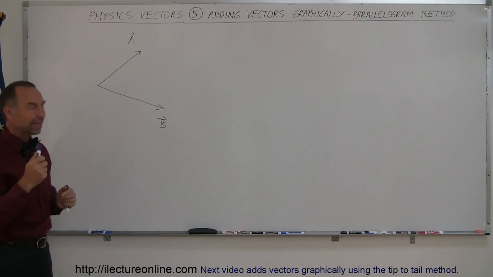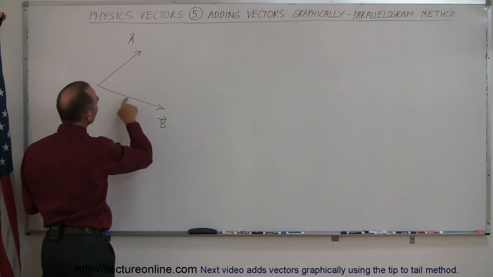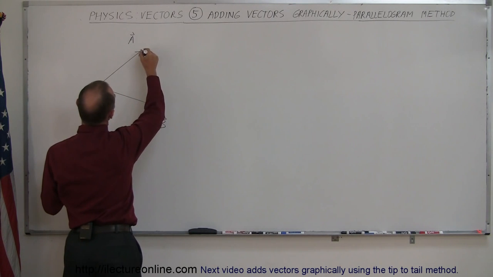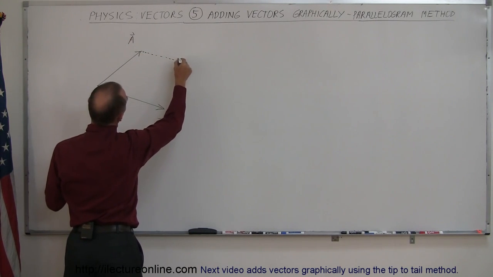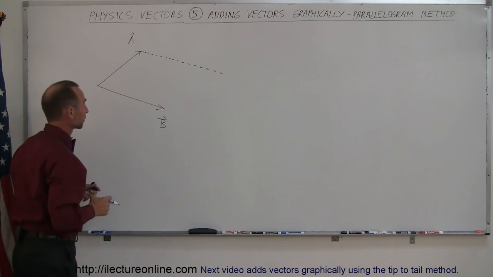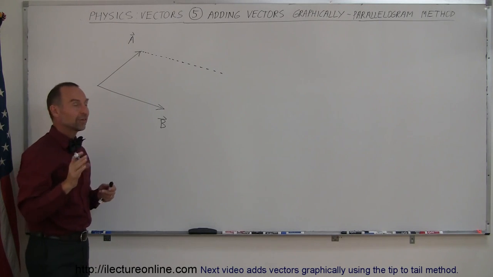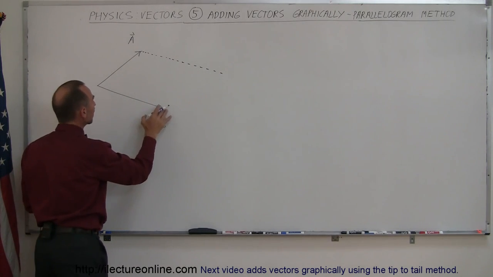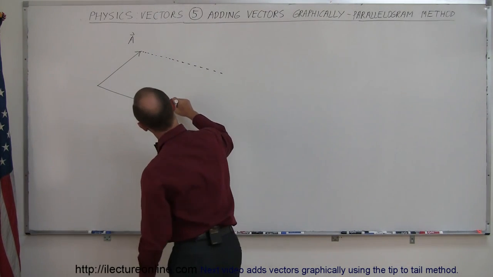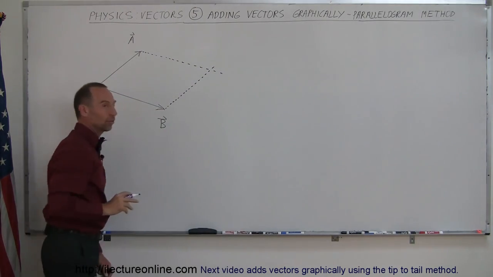Then what you're going to do is take a pen, go to the tip of one of the vectors, and draw a line parallel to the other vector. So since this vector B is in this direction, you're going to draw a line like so, parallel, and hence the name parallelogram method. So parallel to vector B, you're going to do the same with vector A. So you go to the tip of vector B and draw a line parallel to vector A. And let's see, that would be kind of like this. And at some point, those two lines will cross.